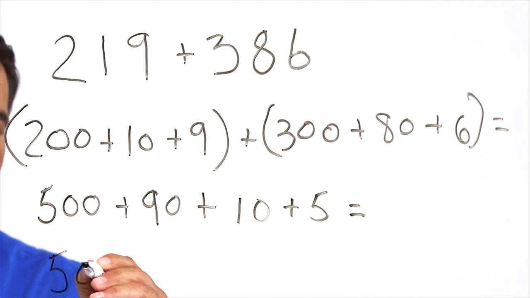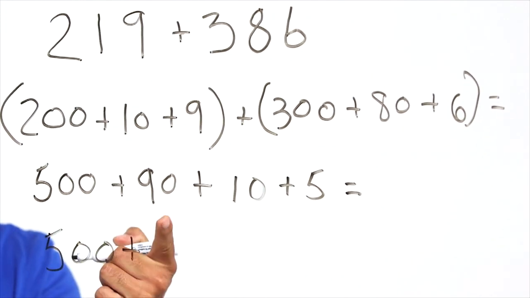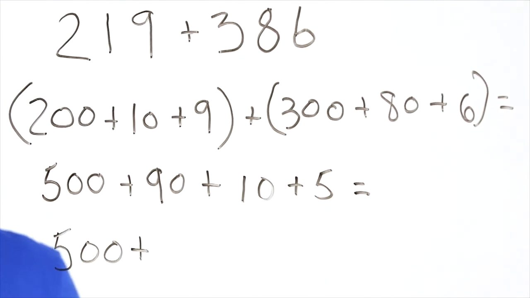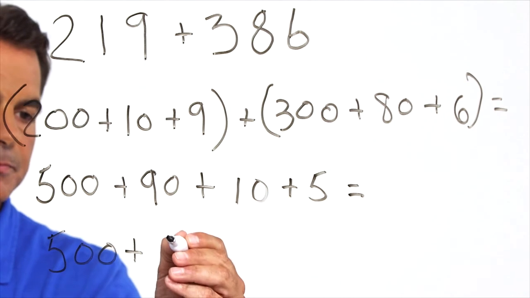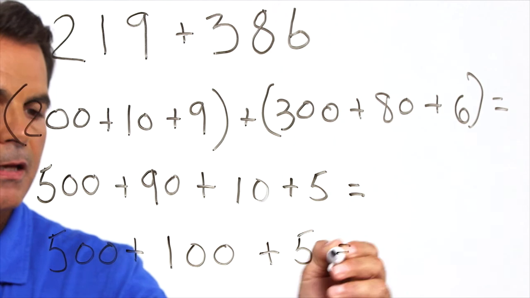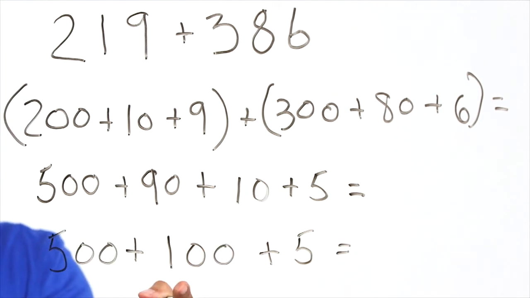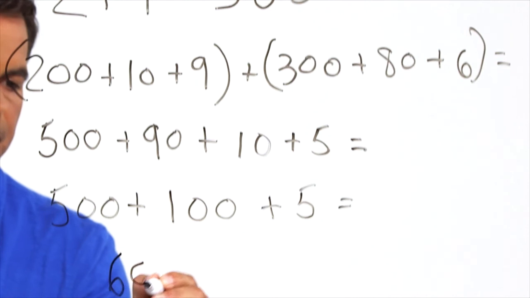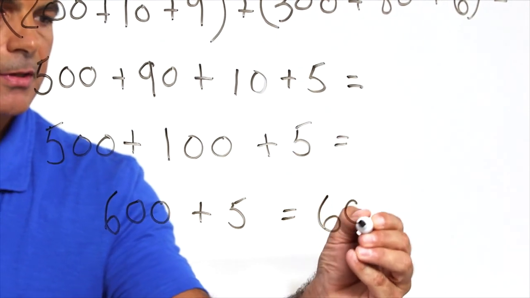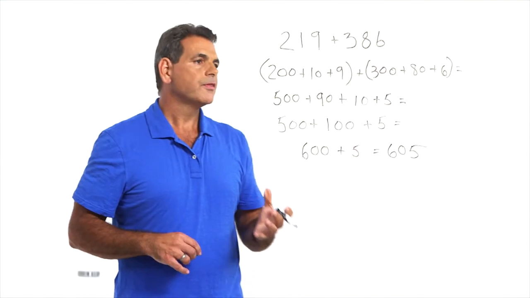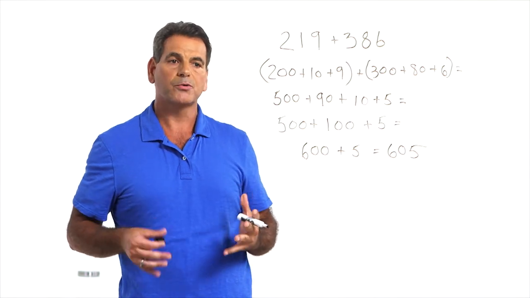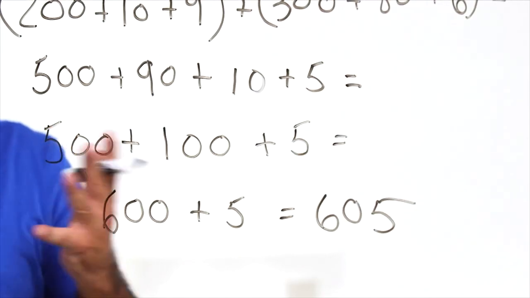500 plus 9 tens and 1 ten gives 10 tens. Students understand 10 tens as 100. 500 plus 100 equals 600, plus 5 equals 605. This is a really interesting way to solve these problems, and it gives the student more practice in place value, expanded form, and addition.